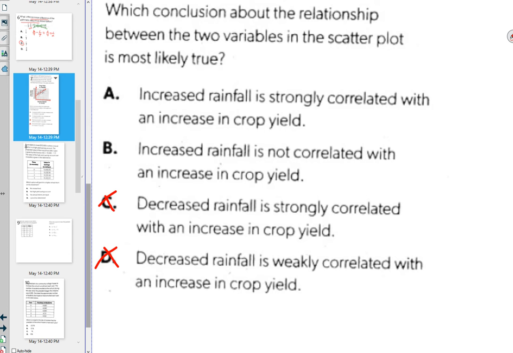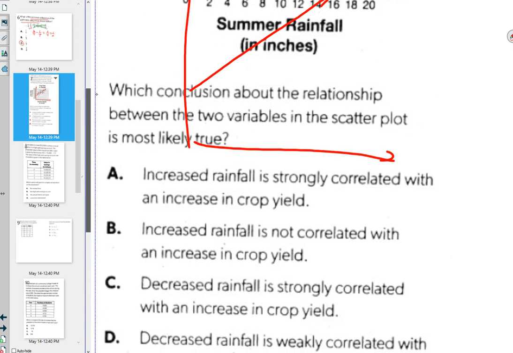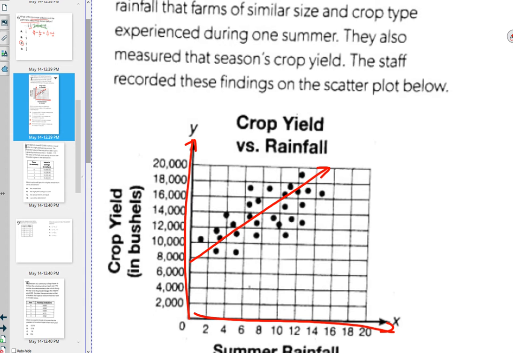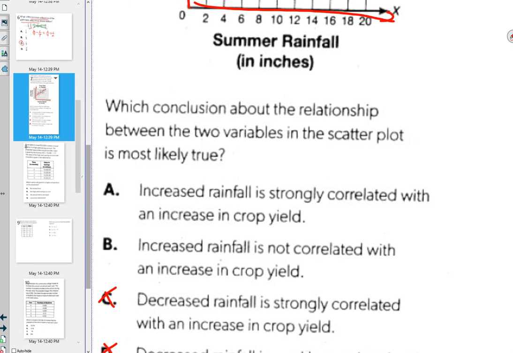So it's either going to be increased rainfall is strongly correlated with an increase in crop yield, or increase is not correlated. See, I wouldn't say not correlated. There appears to be some type of a correlation there. If it would have said weakly correlated, oh man, now I've got a decision to make. And honestly, I don't consider that to be strong, but I also don't consider it to have no correlation. No correlation would mean that the points are just completely randomly scattered everywhere, and that you definitely can't say. So of the two, it'd have to be A.